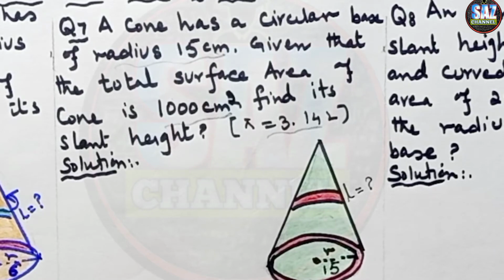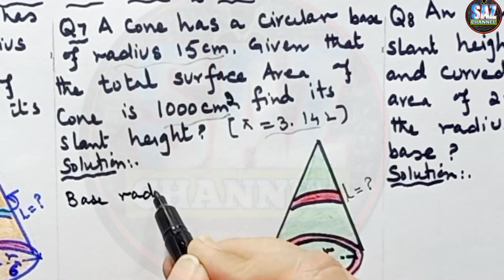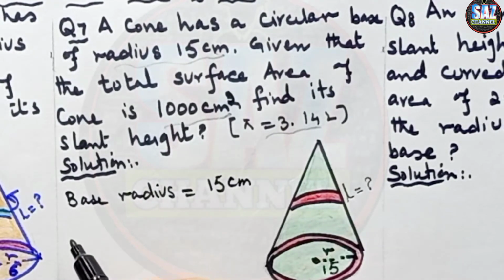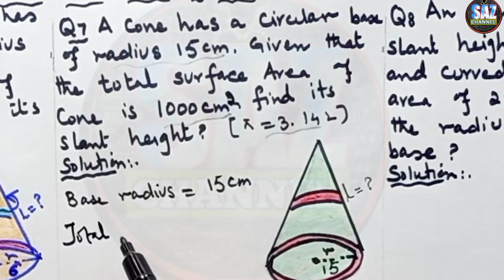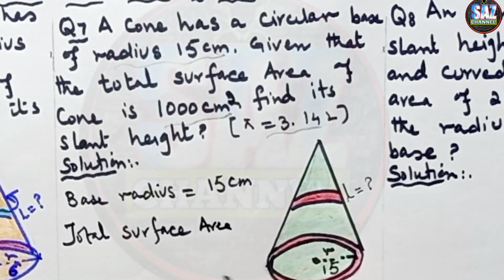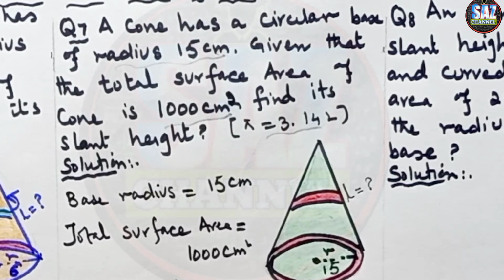So let's begin the solution, and let me write these short statements: base radius equals 15 centimeter, and the total surface area equals 1000 centimeter square, and we have to find the slant height, which is L, and that is the requirement of the question.